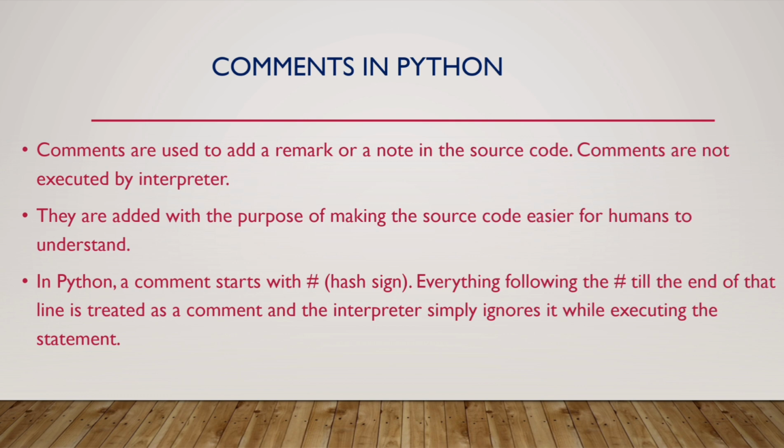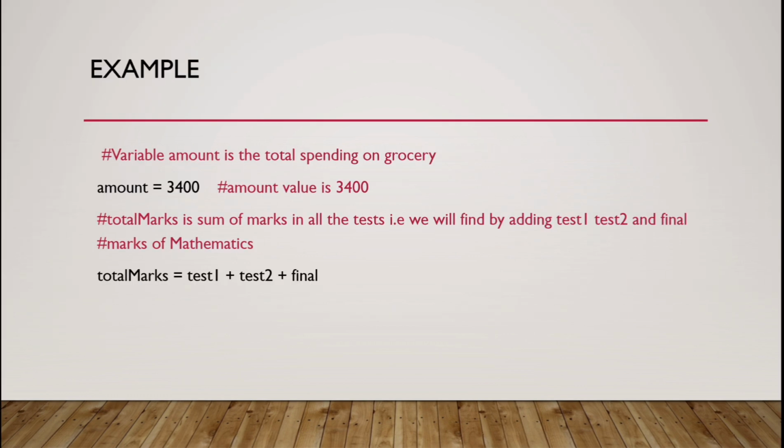Comments start with the hash symbol. They are added with the purpose of making source code easier for humans to understand. If I am writing the code and I am not giving a description of the program, we will not get to know what the program is about. So we give it in the form of comments. We start writing comments using the hash symbol. Everything following the hash till the end of the line is treated as a comment and the interpreter will not execute it. It will be ignored.